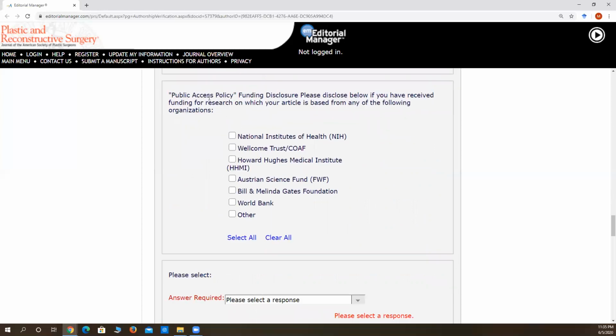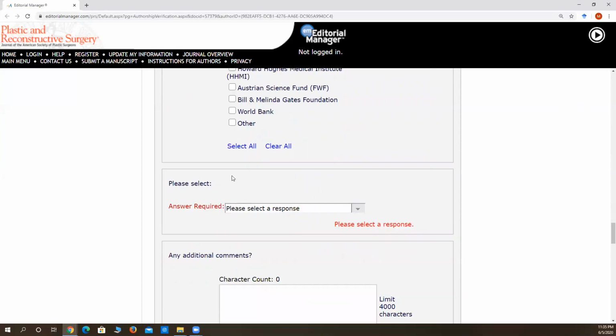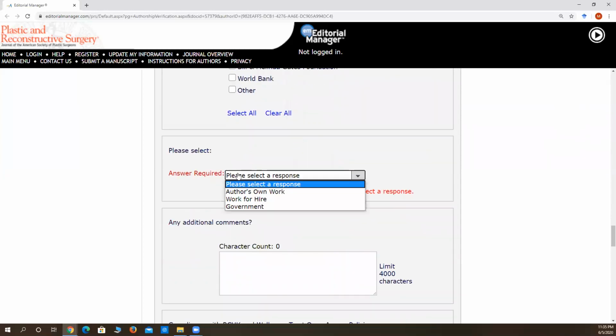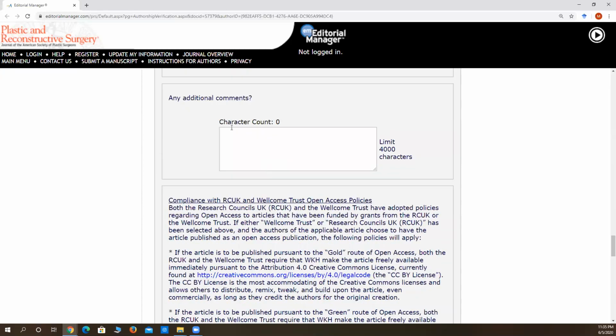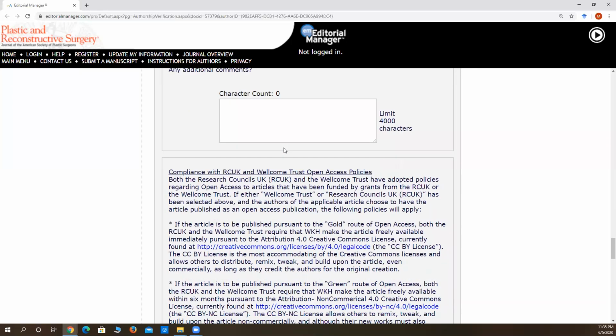This asks about the public access policy. If your work did not receive any payment from these institutions, just keep it blank and go to the next question. This asks if this work is your own work, something that you did with the support of your institution or your PI, or is it something you were hired to do or funded through government and part of your government employment? In this situation, it's for me author's own work. Any additional comment? I don't have any additional comments, so I just keep it blank and go to the next one.